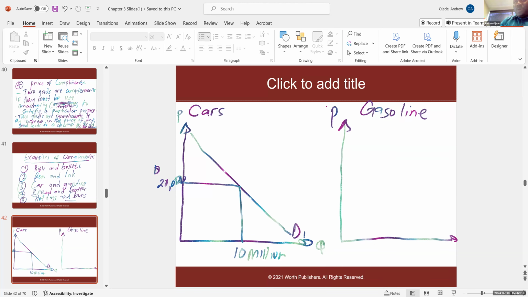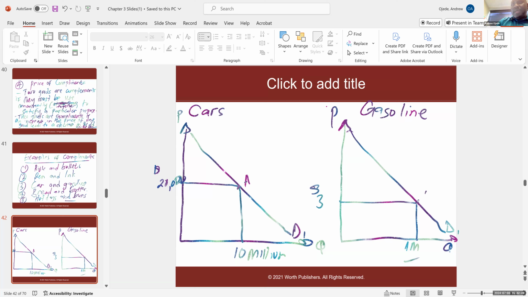Price of gasoline, quantity of gasoline. The demand for gasoline also slopes downwards. Let's say the price of gasoline was maybe $3 a gallon. So we can say maybe, I don't know, maybe 1 million gallons of gasoline are demanded every week or every month, whatever quantity you want to use there. So this is point A.